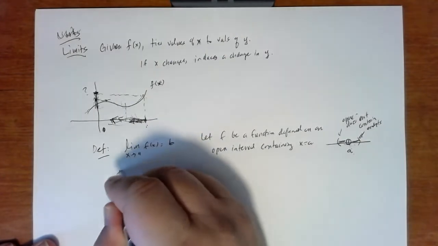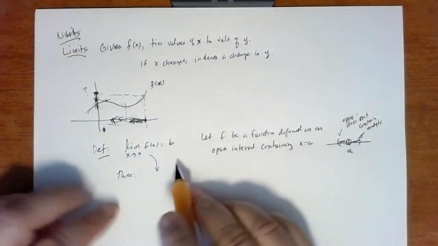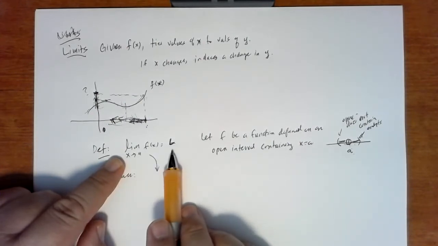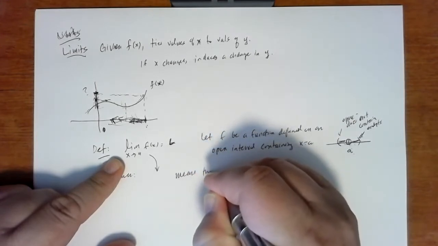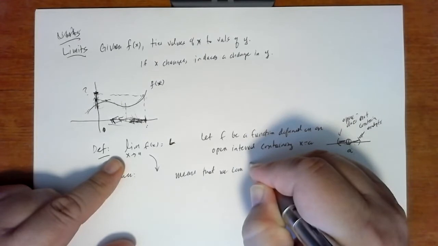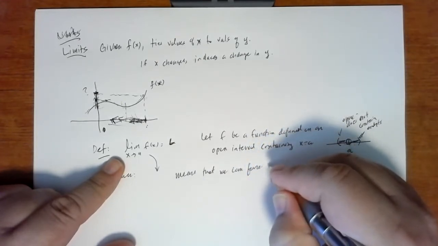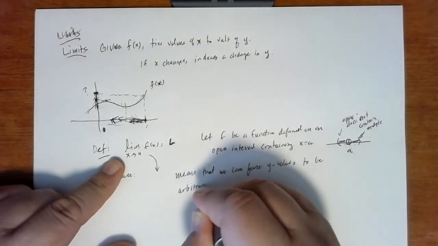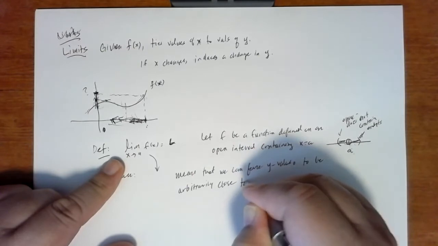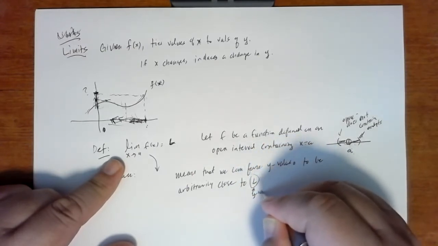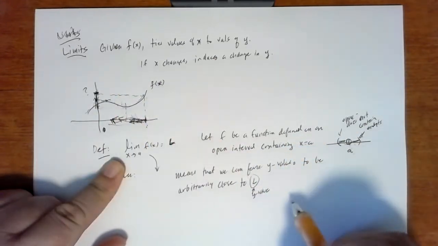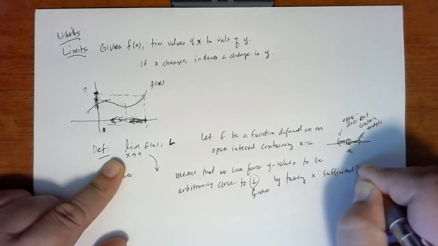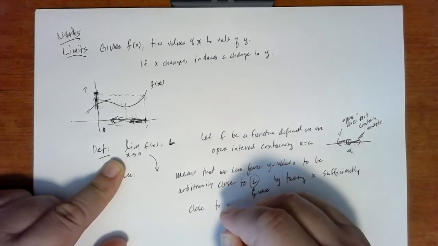Good. Then this notation comes in, and how do you read this notation? This notation is read as the limit as x approaches a of f of x equals L, and that means that we can force, I suppose, the y values to be arbitrarily close to the number L. Now this L is a y value, so it's on the y-axis, right? By taking x sufficiently close to the point x equals a.